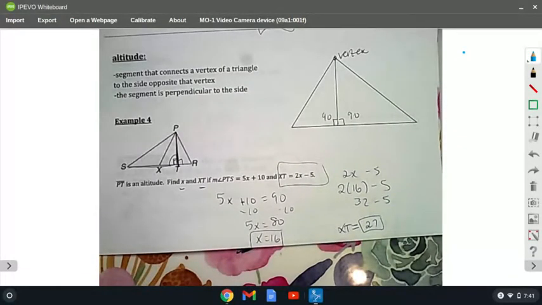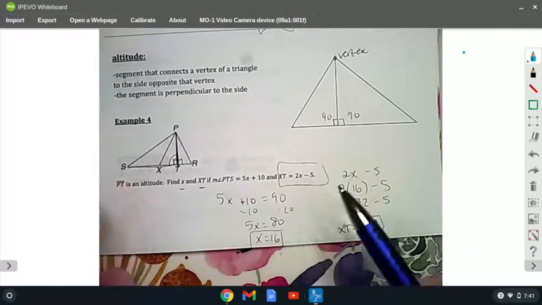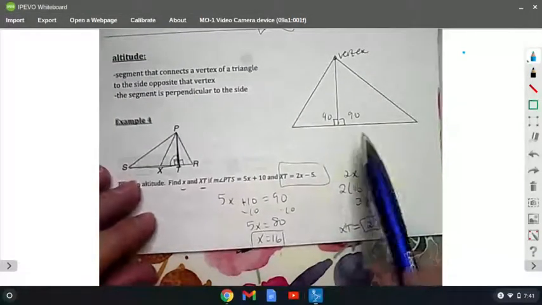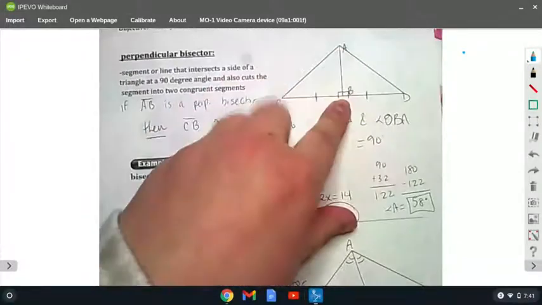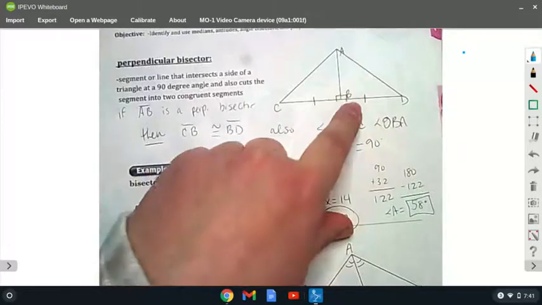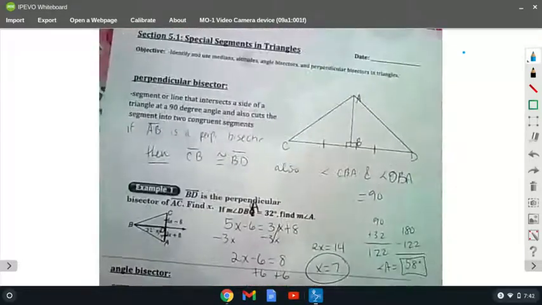So perpendicular bisector and altitude are very similar, so you have to be careful you don't mix them up. Remember that the altitude, all it does is drop down and make those 90-degree angles, whereas that perpendicular bisector does that, but also tells you that those two segments are congruent.